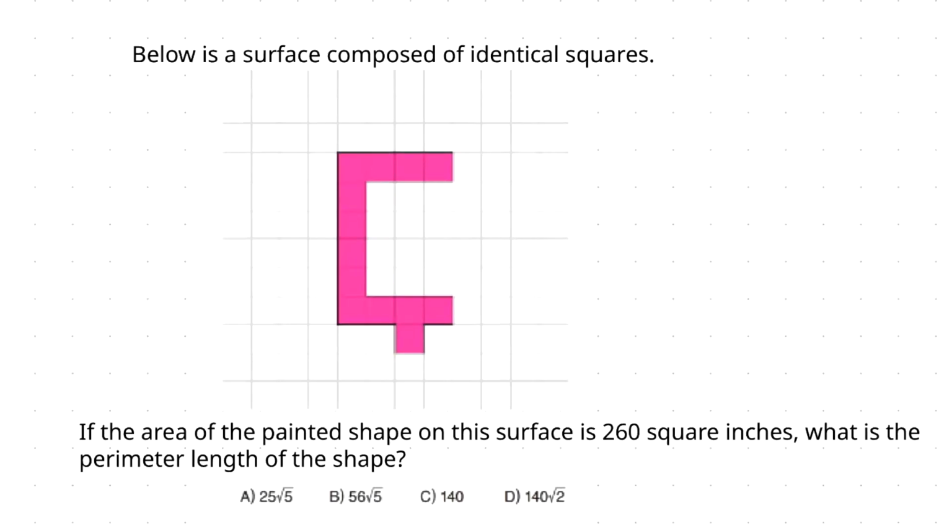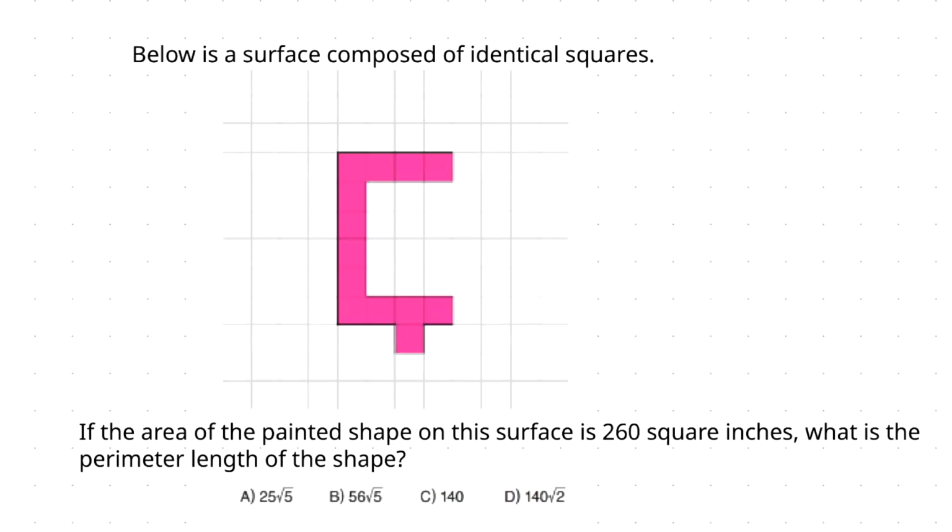Let's go ahead and read this one as well. Below is a surface composed of identical squares. So this symbol consists of squares. If the area of the painted shape on the surface is 260 square inches, what is the perimeter length of the shape? So this is 260 square inches, the total area of the pink shaded area.